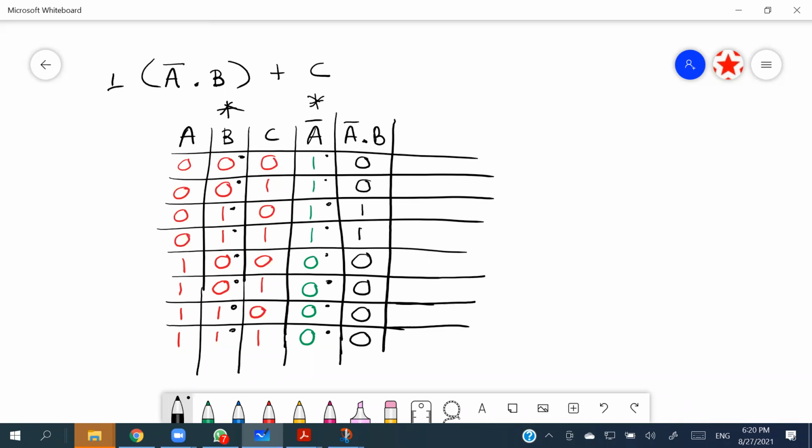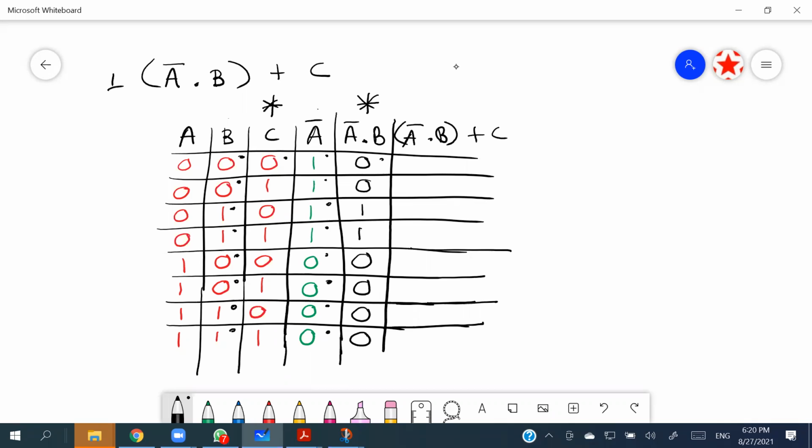Right? So the next thing we need, we can straight away go to the final answer because we have created A bar dot B. So now we have to do the plus operation with C. We got C already over here, and we got A bar dot B over here, right? So let's write the final answer, A bar dot B plus C. These 2 columns are going to get added up, right?